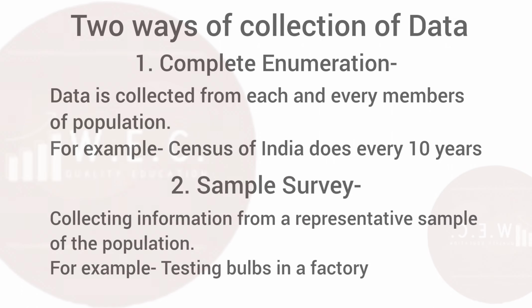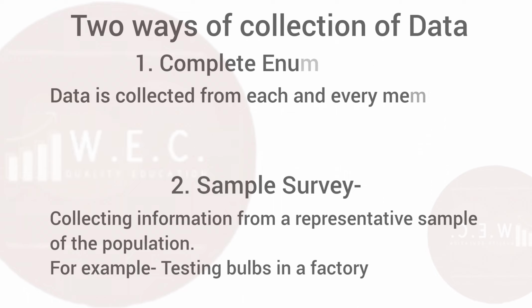Number 2, sample survey. Collecting information from a representative sample of the population is called sample survey. For example, if you want to test the bulbs produced in a factory, then it will not be easy or possible to check all the bulbs produced there. So, we have to do a sample survey in that case, that is, checking only a few bulbs among all of them.